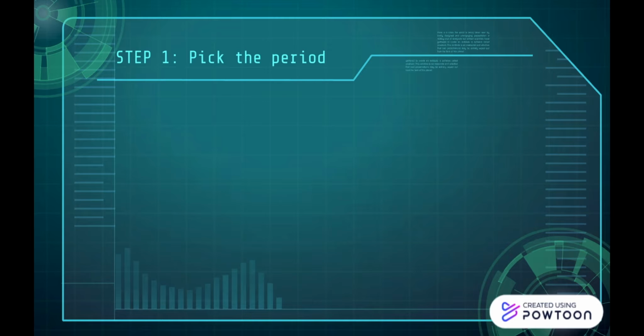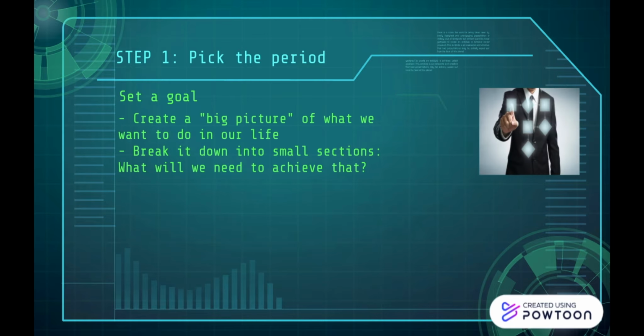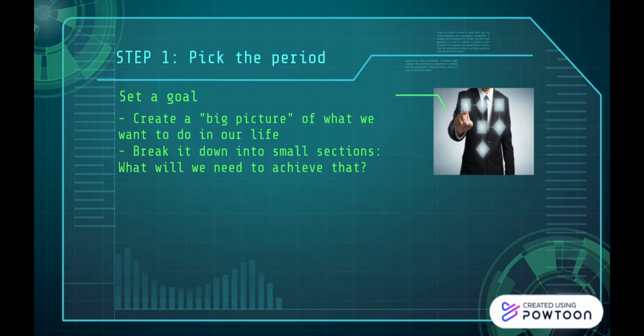Step 1. Pick one of the following periods to make a plan: an assessment, a unit, a semester, and an academic year. In order to make a specific plan, we have to set a goal. We can only commit to it once we consider what we want to achieve. First, we create a big picture of what we want to do in our life, then break it down into small sections. What will we need to achieve that?